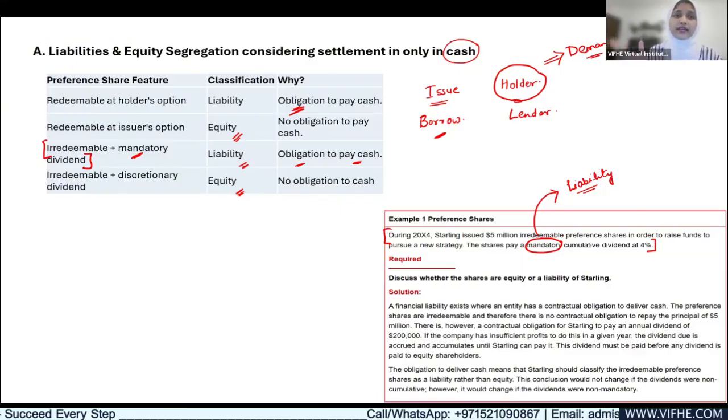Okay, what is the case? It's equity. It's irredeemable, but it's mandatory dividend. Then what is the case? It's liability.